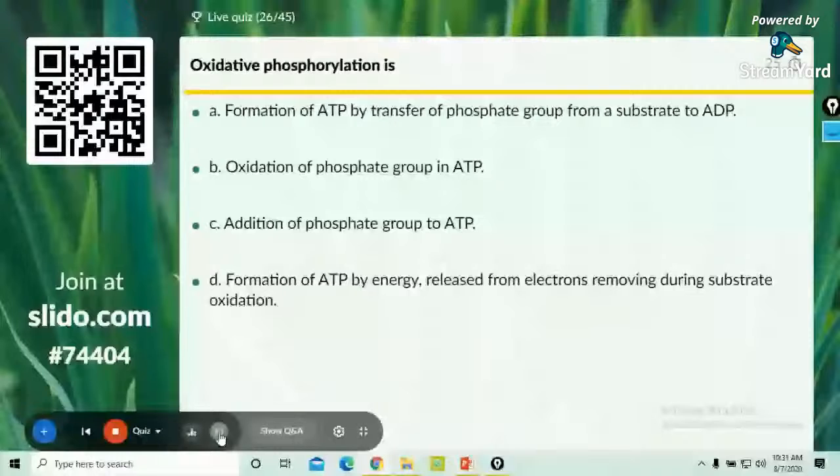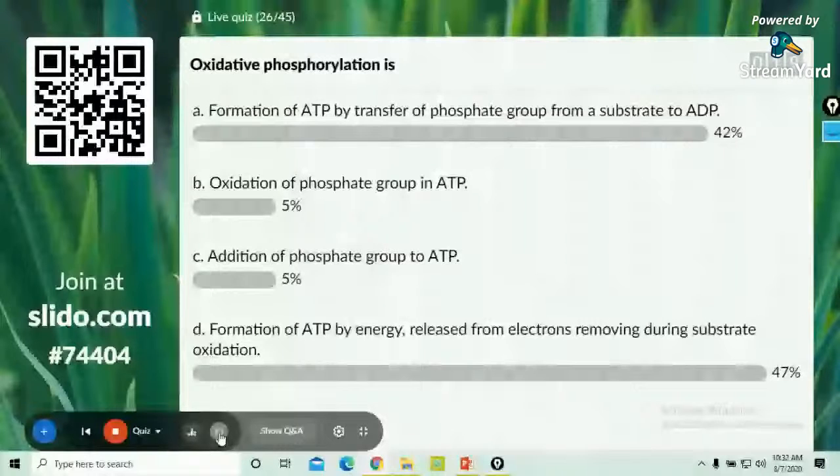Yes. Oxidative phosphorylation is option A, formation of ATP by transfer of phosphate group from a substrate to ADP, oxidation of phosphate group in ATP, addition of phosphate group to ATP, D, formation of ATP by energy released from electrons removed during substrate oxidation. Yes, we have the majority on. Yes, 47% of you have voted for the correct answer.